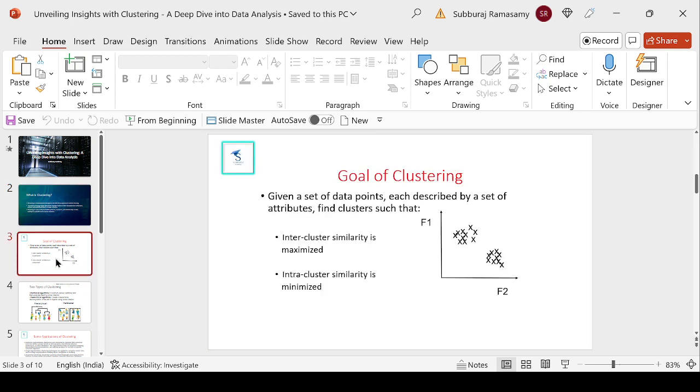The goal of clustering is always making subgroups of data. Given a set of data points, each described by a set of attributes or features or feature vectors, you find clusters in such a manner. One, intercluster distance is maximized, that is, the distance between two clusters is maximized, and intracluster distance is minimized. The distance within the cluster is minimum. So that's the goal of clustering in simple terms.